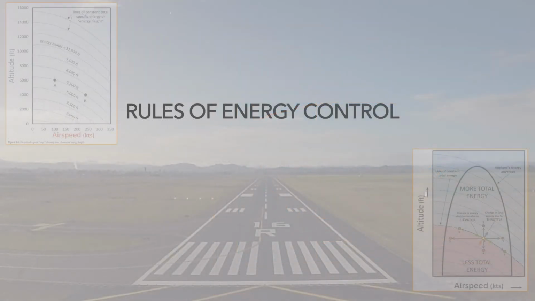Now let's take the knowledge we've learned and apply it to real-world flying. By understanding the rules of energy control, we can anticipate and mitigate problems related to mismanagement of power, airspeed, and altitude.